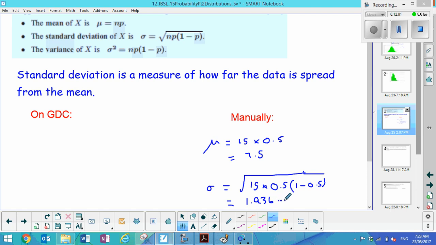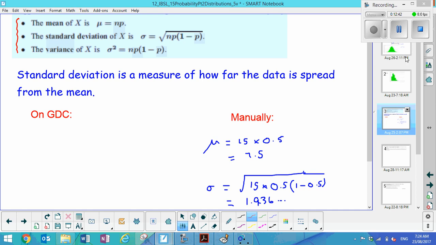1.936, etc. So that tells us that the spread of the data, the average spread, is 1.9 from that mean. Remember, that's your definition of a standard deviation, the average distance from the mean. The variance, remember, is the square of the standard deviation, so it's just not taking the square root. So those formulae you all need to be able to know and use. Certainly you could do some of that in a non-calculator paper, though it's a bit hard to take the square root.